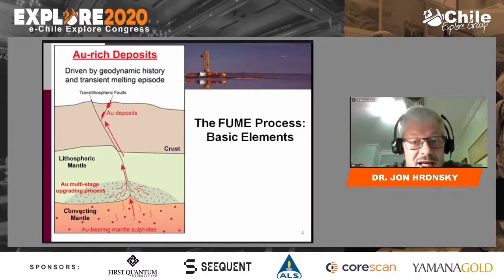We have an enrichment in the lithospheric mantle, and then that enriched material gets extracted into a magma, which ultimately gets emplaced in the upper crust, and fluids exsolve from that magma to make gold deposits along these translithospheric faults. And the idea is that, and we'll talk a lot more about it, it's driven by geodynamic history and critically some sort of transient melting episode.